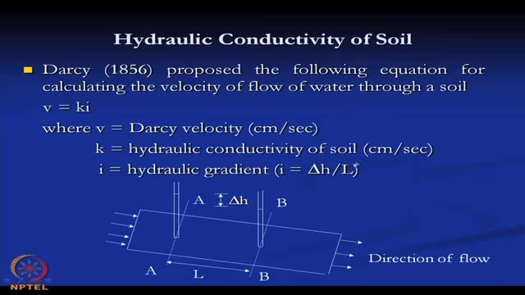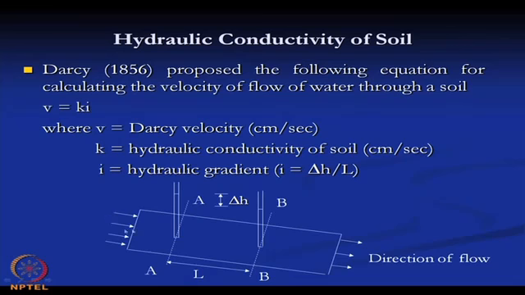So, the next topic is the hydraulic conductivity of the soil. So, what is the hydraulic conductivity of the soil? Darcy proposed the following equation for calculating the velocity of flow of water through a soil, and that equation is V equal to K into I, where V is the Darcy velocity, written in centimeter per second. K is the hydraulic conductivity of the soil, also in centimeter per second, and I is the hydraulic gradient, that is del H by L. Now, what is del H by L?